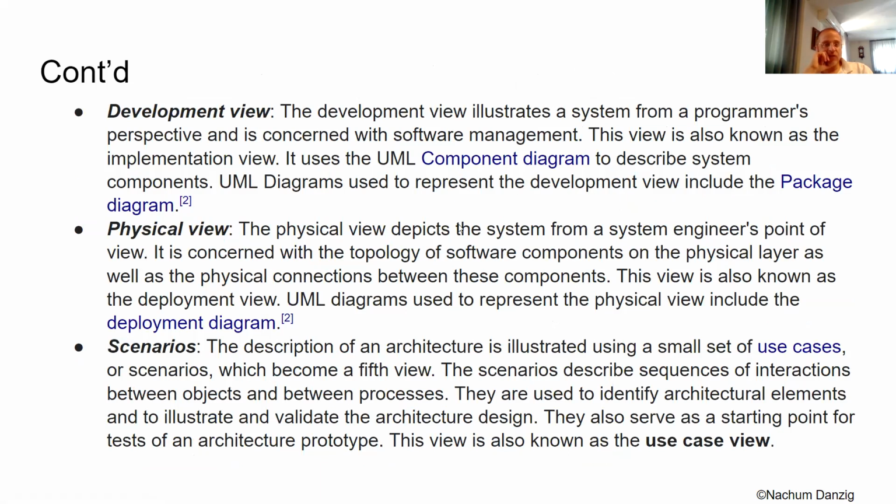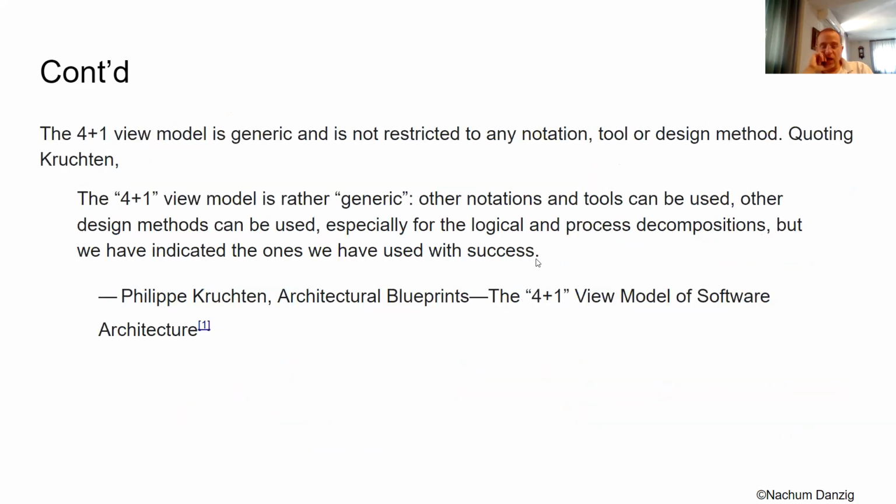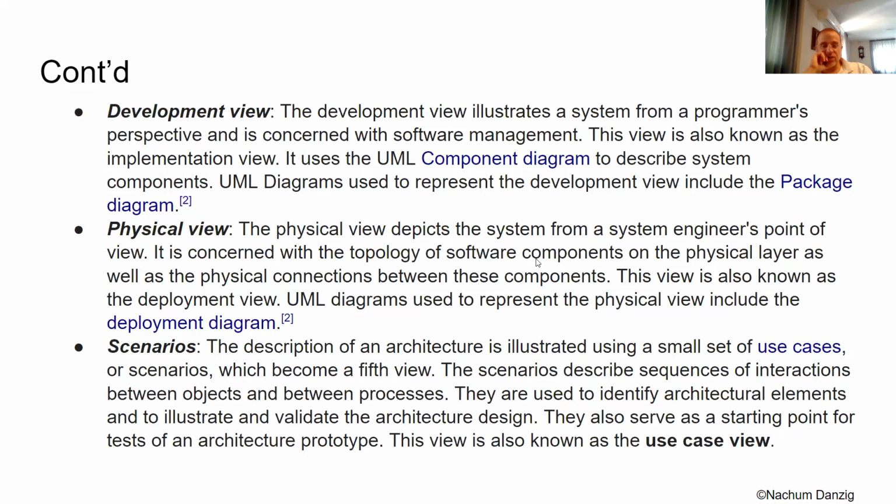Then there's the physical view. The physical view depicts the system from a system engineer's point of view. It is concerned with the topology of the software components on the physical layer, as well as the physical connection between these components. This view is also known as the deployment view. In other words, how many servers do I have? What does each server do? Where is the database kept? How many databases do I have? That's the physical view.